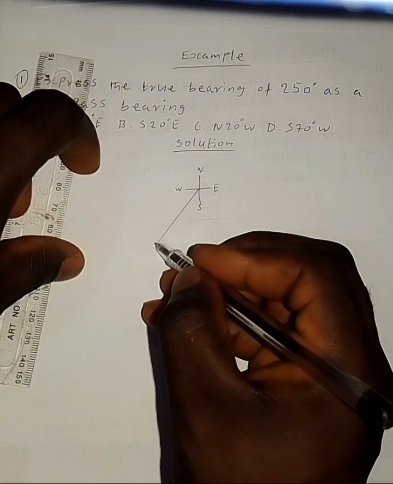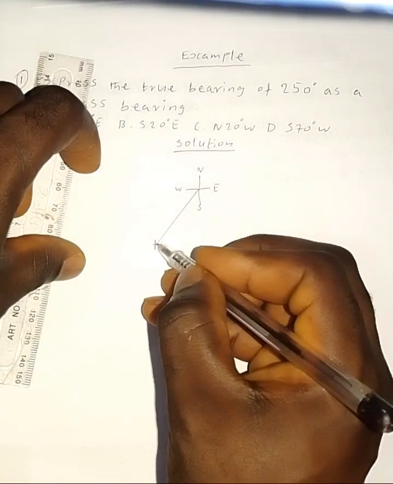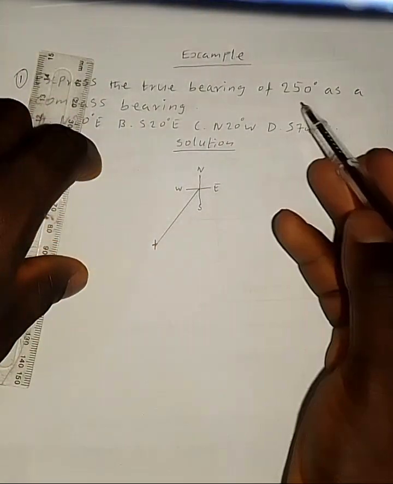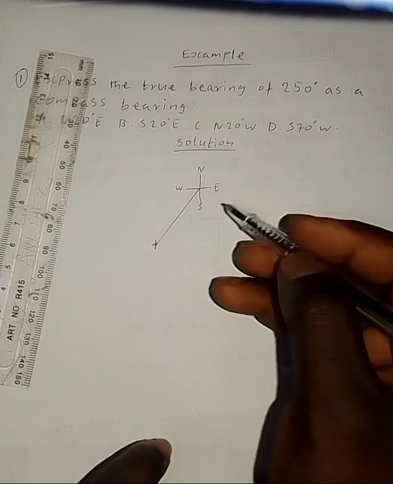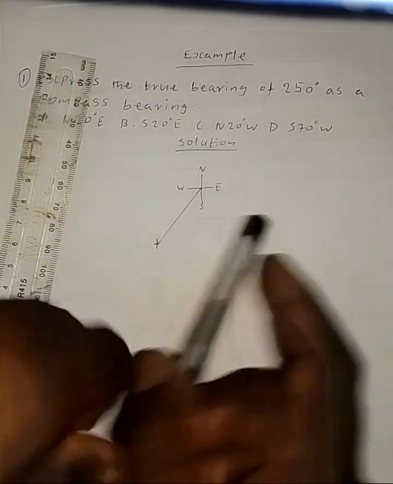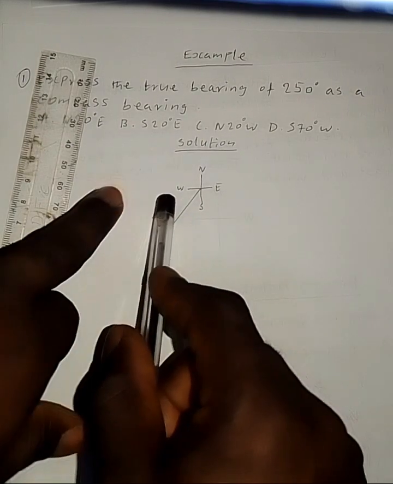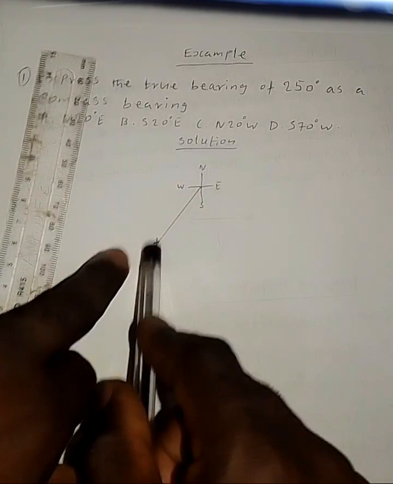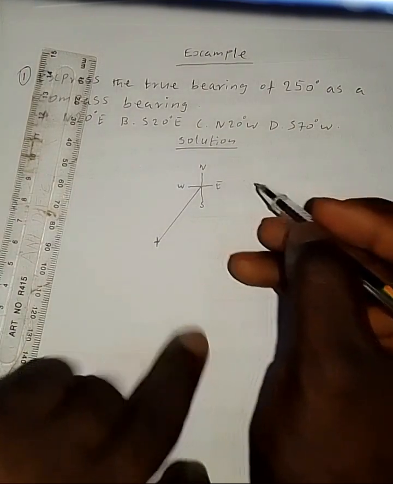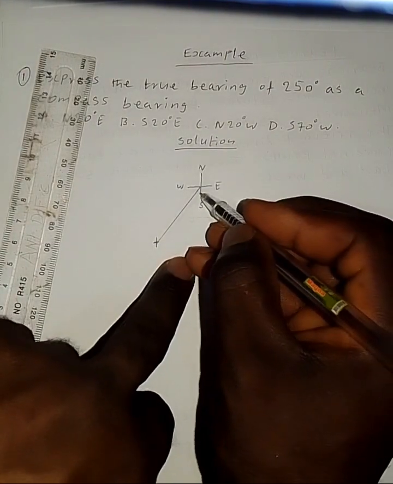It's not exactly 270, it is 250 degrees, and it's in the third quadrant, and the third quadrant is south something degrees west. And the reading in the third quadrant starts from south.